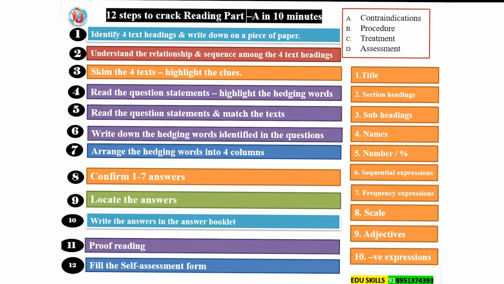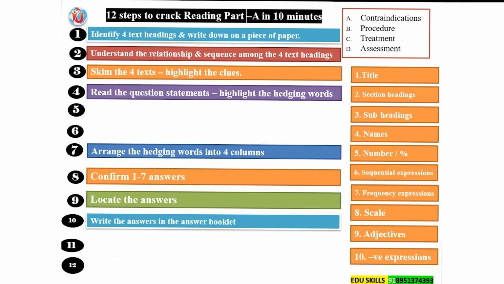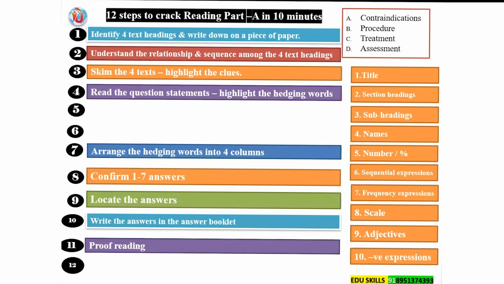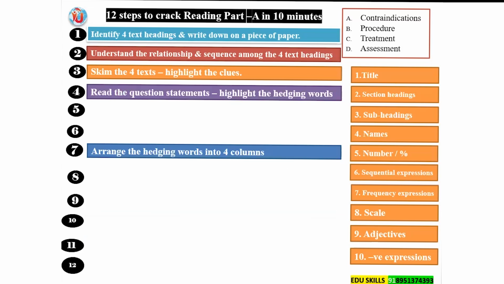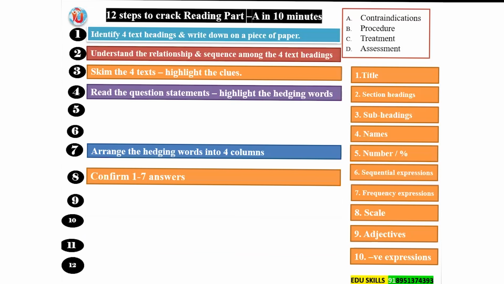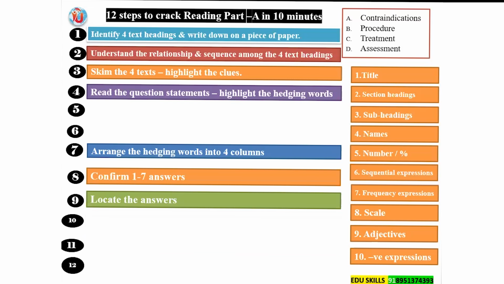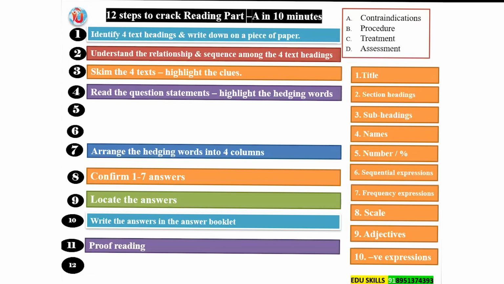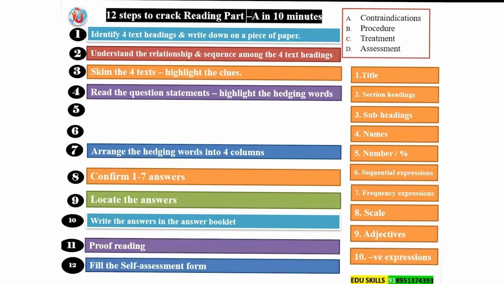The sixth step is to write down the hedging words you identified in the questions. You practice all of this during your practice time. The seventh step is to arrange the hedging words into 4 columns, with the headings A, B, C, and D: definition, procedure, treatment, and assessment. Next, you confirm the answers to questions 1 to 7, and after that you locate the answers. The tenth step is to write the answers in the answer booklet. The eleventh is proofreading, and the twelfth is to fill in the self-assessment form. We have a self-assessment form in Edu Skills. You need to fill it in and know where you are.